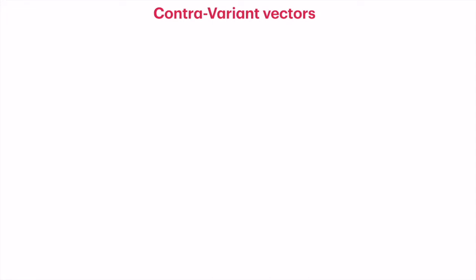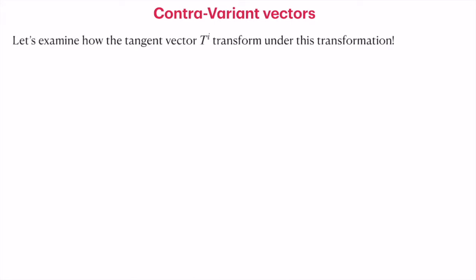So here we get the idea of what is called the contravariant vector. Let us examine how the components of the tangent vector transform under the coordinate transformation. So let's start with the new coordinate system.